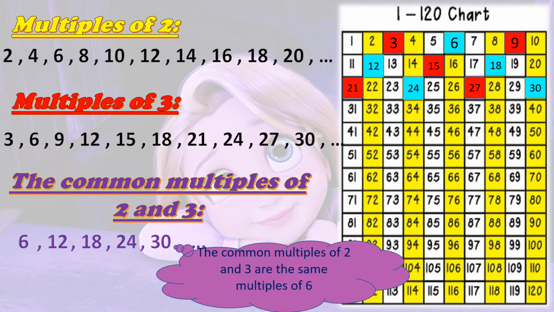Look here. If I look here to the first number in the common multiples, it's 6. Second one is 12. I'm skipping here by plus 6. 12 to 18 also skipping by 6. So I have here starting by 6 and skip counting by 6. It means that the common multiples of 2 and 3 are also the same multiples of 6.